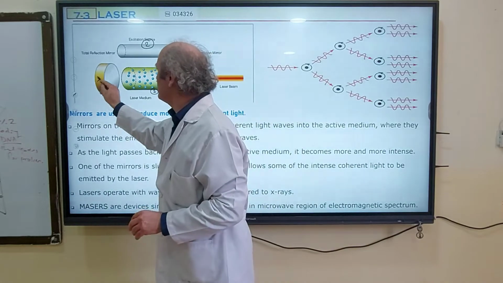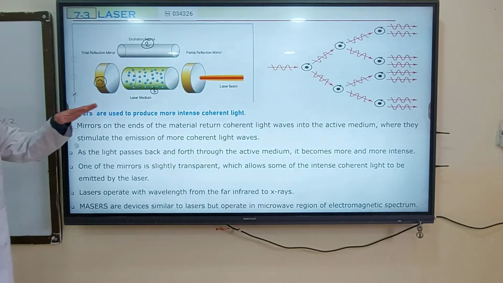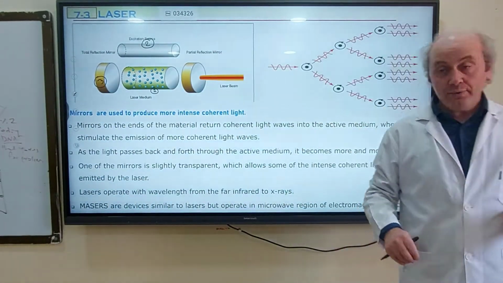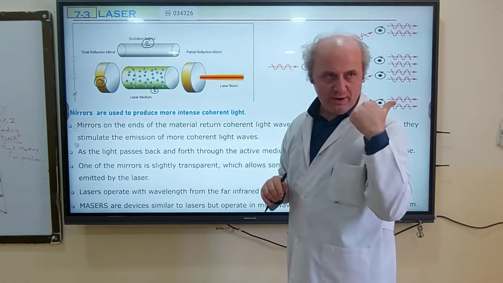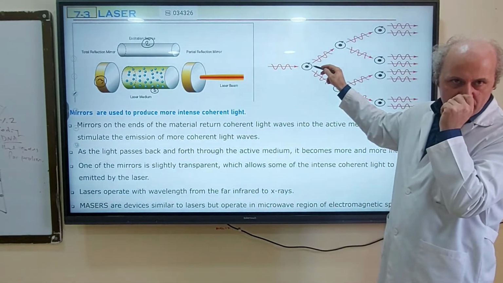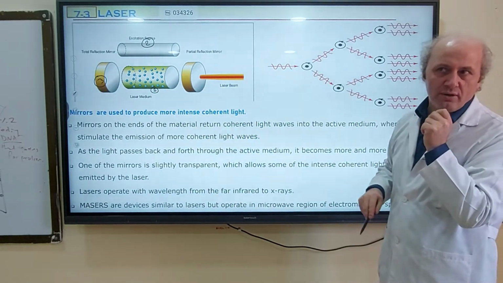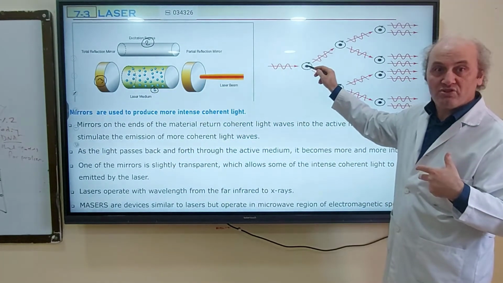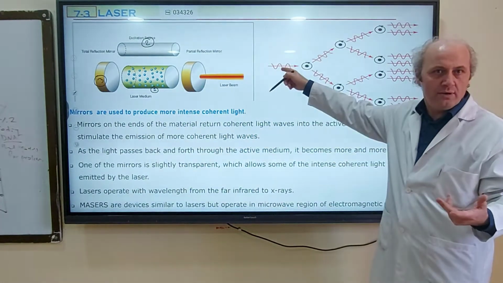Third component is the mirrors. Why do we use these mirrors? Now we will explain. Mirrors are used to produce more intense colored light. How? This diagram is representing how photons are produced in a laser. First we send a single photon from outside. Then this photon meets an atom in this active medium and tells this atom, release a photon identical to me. As soon as this photon meets this atom, it releases a photon which is identical to this one.